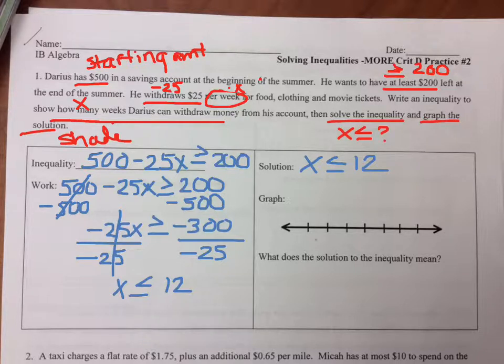So on our number line, 10, 11, 12, 13, 14. I'm writing with my finger. Sorry, it's not that clear. So I'm going to go to 12. I'm going to fill it in. And I'm going to go less than, which is this way.